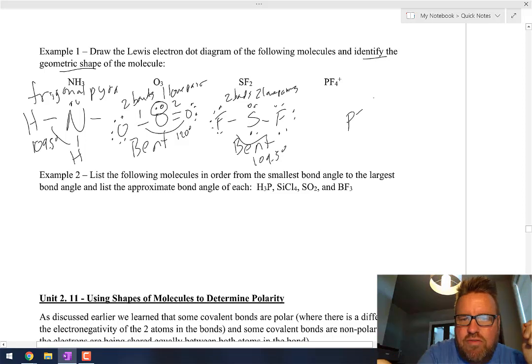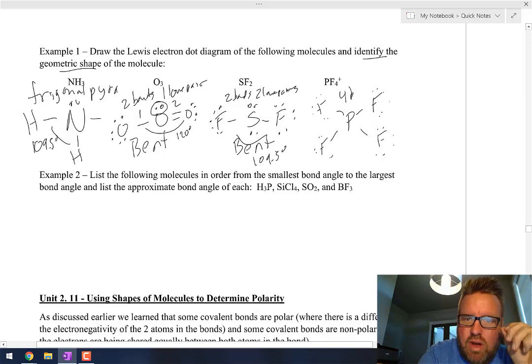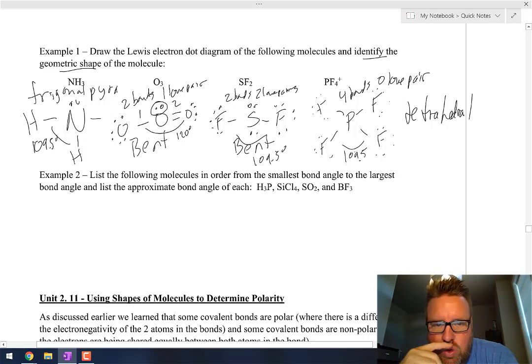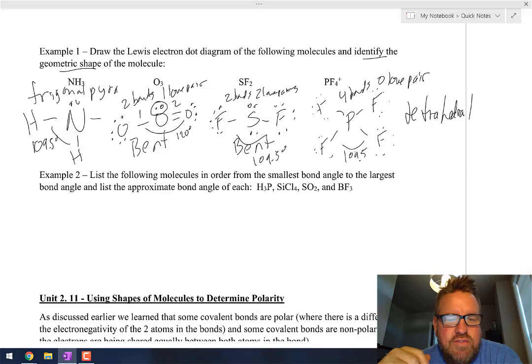And then PF4 plus is going to look like this, each of the fluorines with 6 dots on them, looking just like that. So there are 4 bonds and 0 lone pairs on that central atom. That is a tetrahedral shape, and the bond angles there are 109.5.